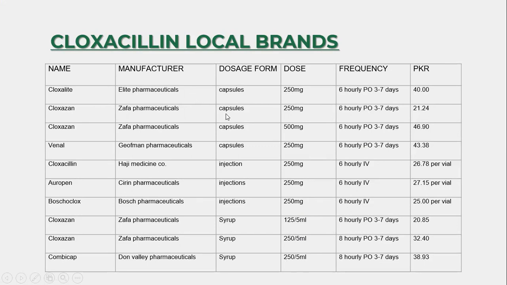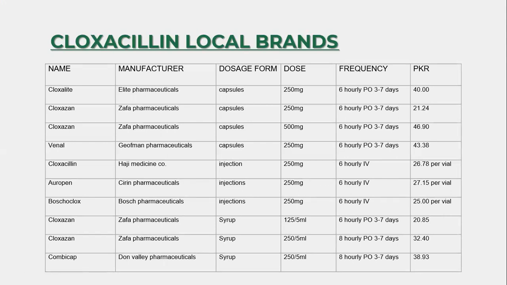So in dosage form capsules, if we look at the cost of Zafa Pharmaceuticals' product, Cloxacin, it is PKR 21.24, which is pocket friendly as compared to the others. Same as in the syrup, Zafa Pharmaceuticals provides a syrup of 125 per 5 ml dose in PKR 20.85.